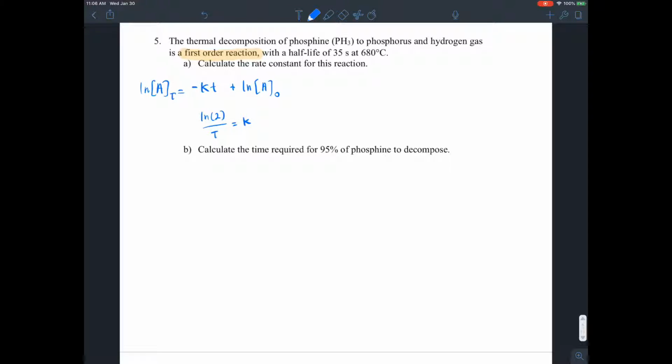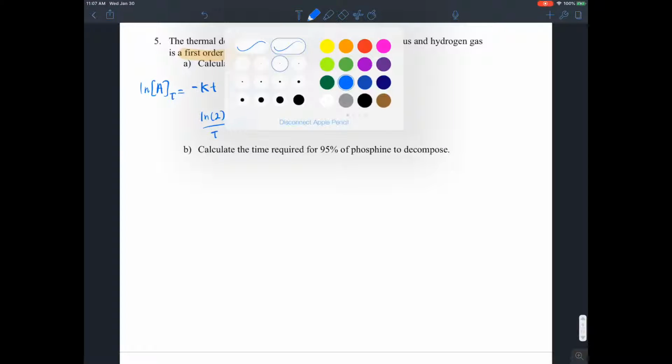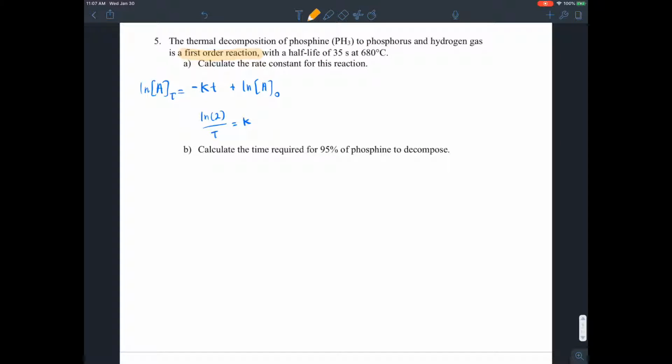So the first order reaction, and they give us the half-life here and the temperature. Calculate the rate constant for this reaction. Well, we could use the first order integrated rate law. However, remember that in the previous video we derived the half-life formula, which is this guy right here, using the above equation. So because we have this equation in front of us, let's just utilize it and get this answer fairly quickly. So we're determining the rate constant for this reaction, so let's just plug it in.